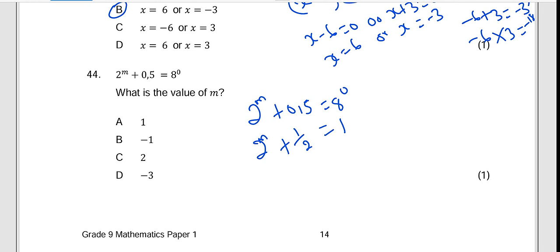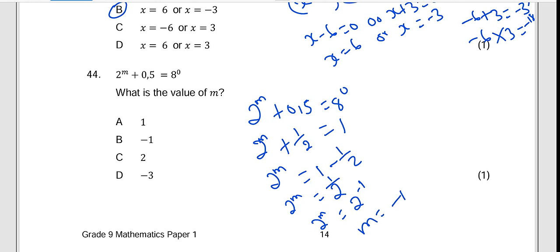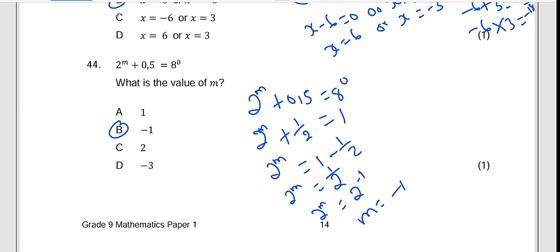I'll take this to the other side. 2m, 1 minus 1 over 2. And then 1 minus 1 over 2, it is 1 over 2, right, guys? And 1 over 2 can be written as 2 to the exponent of -1. And then when the bases are the same, m is going to be -1. And the correct answer is what? And the correct answer is B.